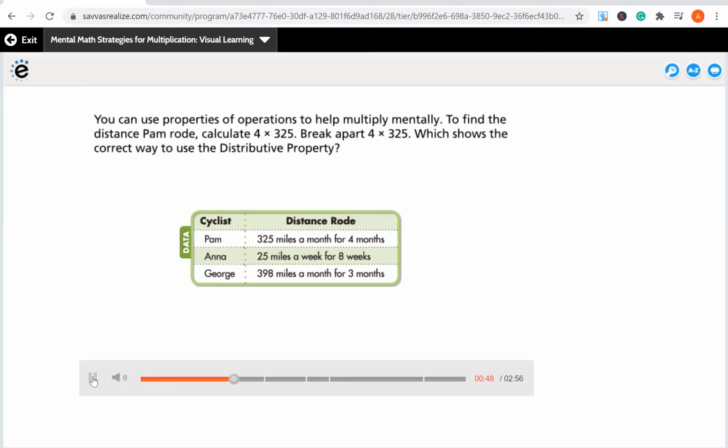You can use properties of operations to help multiply mentally. To find the distance Pam rode, calculate 4 times 325. Break apart 4 times 325. Which shows the correct way to use the distributive property?